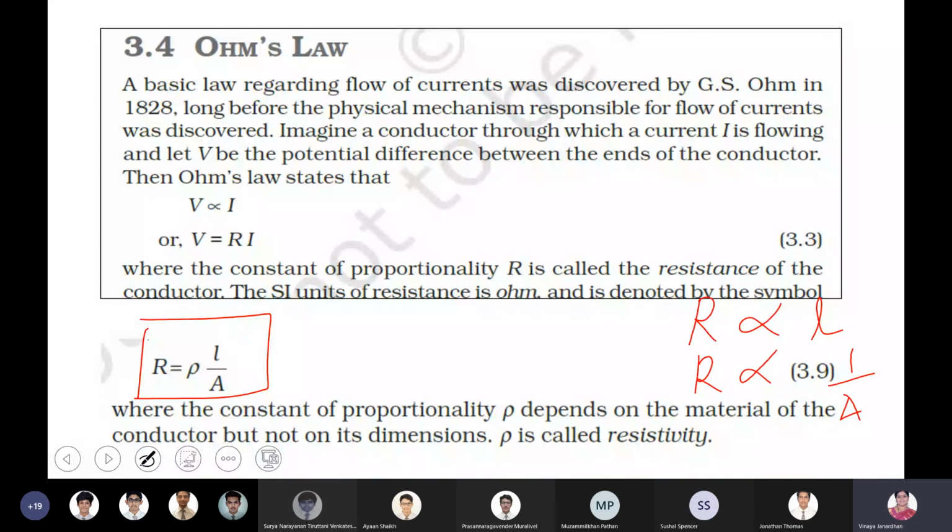Because if the length increases, what happens to the number of collisions? The length increases, the number of atoms increases, then the collisions of the electrons with atoms also increase. So that is why resistance also increases. Is that clear? So just write R is equal to rho L upon A. Rho is called the resistivity of the material of the conductor.